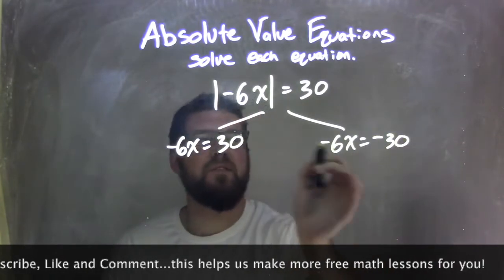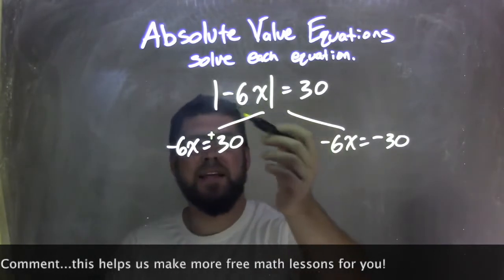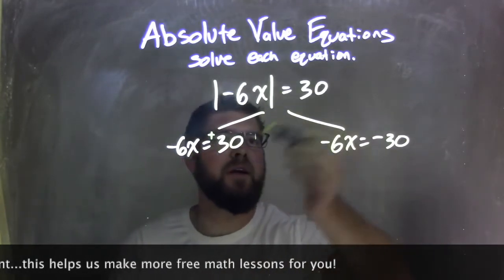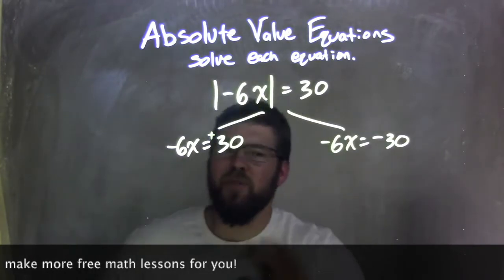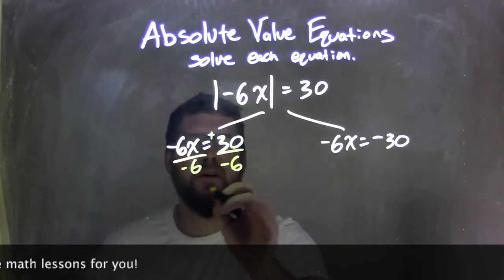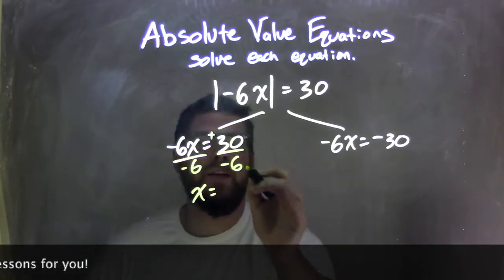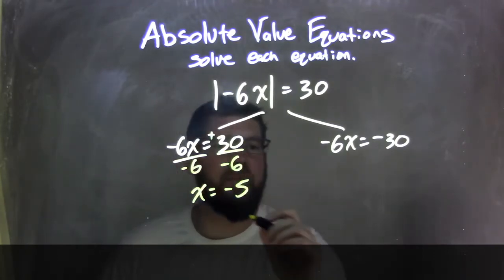Okay, we have positive 30 and a negative 30. We need to split this up so we have what's on the inside of the absolute value equals positive 30 and then also a negative 30. And now we need to solve each equation. I'm going to divide both sides by a negative 6, leaving me here with 30 divided by negative 6, which is a negative 5. Positive divided by negative is a negative.